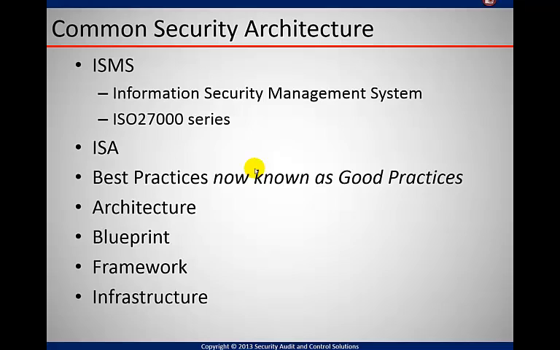The most important thing here for a common security architecture is an information security management system. We see the ISO 27000 series coming out now, replacing the ISO 17799. ISA is an information security architecture. Also, if you see the word best practices, it is now known as good practices, because your best practices is not my type of best practices. And architecture is a solution which we will take a blueprint or a framework and apply that to get a working solution. Also, we apply this in the infrastructure, such as IT and a business relationship.